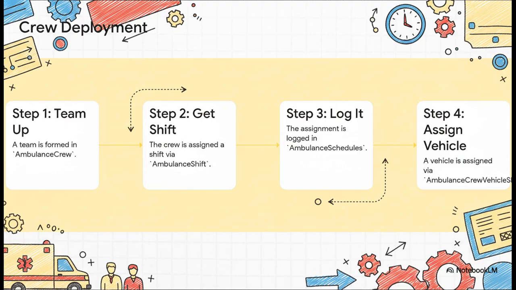First, the team gets formed, just like we saw. Second, that new crew gets assigned to a specific shift, say the day shift. Third, that assignment gets officially logged in the master schedule for everyone to see. And finally, the system pairs that crew and their shift with a specific ambulance. It's a perfect chain of events.